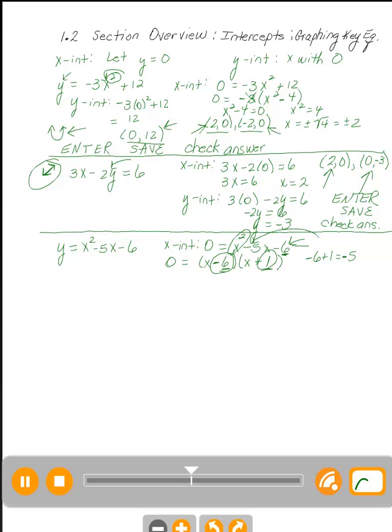Set each one equal to 0, and we would get x equals +6 or x equals -1, which could be written as ordered pairs. It's just a little quick review, and if you don't know how to factor a trinomial, you can always find the x-intercepts by using the quadratic formula, which is x equals -b plus or minus the square root of b squared minus 4ac, divided by 2 times a, where a is the coefficient of x squared, b is the coefficient of x, and c is the constant term.